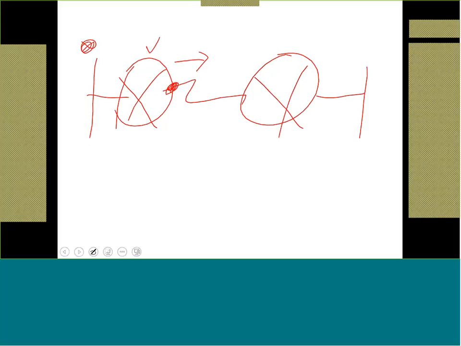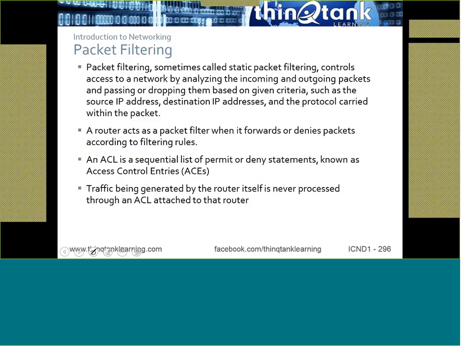What about things like EIGRP? Router protocols, talking back and forth. What about CDP? What about DHCP if the router is getting an address or sending an address to a destination, right? The router is acting as a DHCP server. So traffic originating on the router itself is never filtered by an access list that's applied to that router. It might be filtered down the line, but it's not filtered on that router itself.